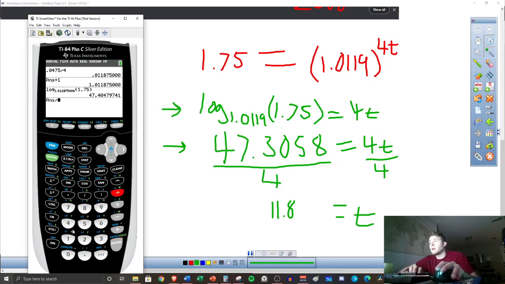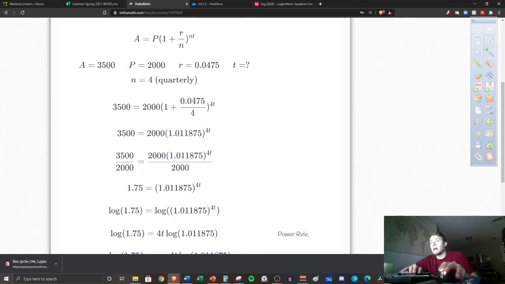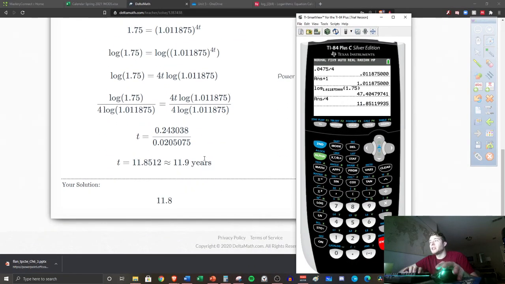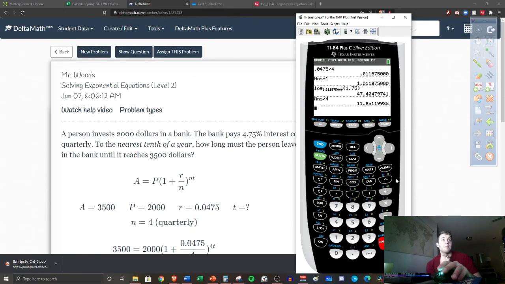Now we divide by 4, get 11.85, which is rounded up, so it's 11.9 on here. And if you look at the Delta Math here, you can see that that's what they got. So rounding is an issue. Make sure that you're trying to use as many decimals as you possibly can. I don't know if this will always cause issues, but try not to round until the very end if you can help it, because that might cause problems.